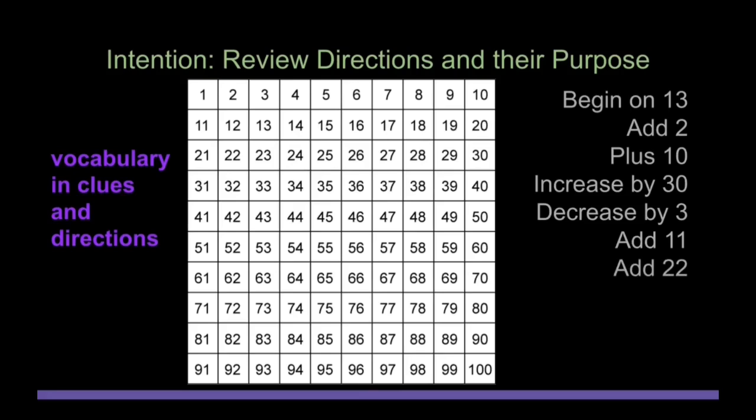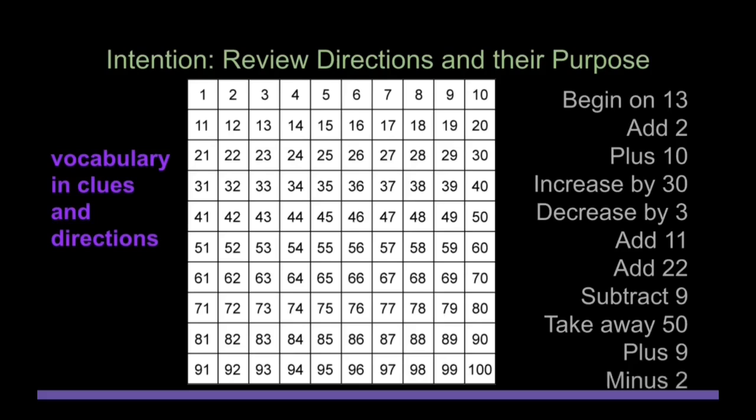Okay, add 22. Sorry, I'm getting on my soapbox. Subtract 9. I bet that was a doozy for you right there. Most children will count back 9. And I bet many of you did too, except I was going so fast. But eventually we'll come to a place where we subtract 10 and then think about it, wait, 10 is more than I wanted to go back. So I have to compensate with 1. Take away 50 and then plus 9. The adding the 9 tends to be much easier than subtracting 9, right? And then minus 2. So you get the purpose for all of the different moves that are on here, right?